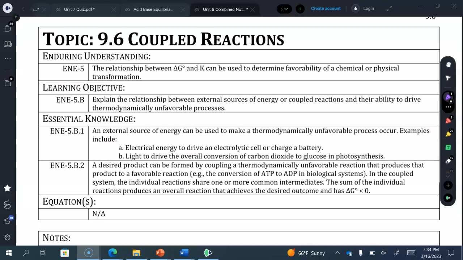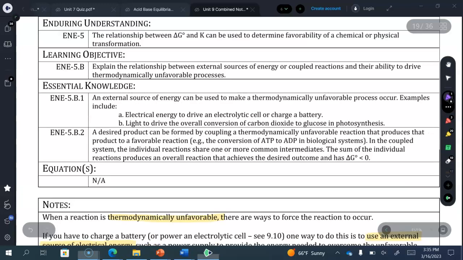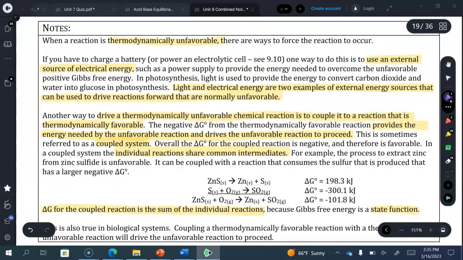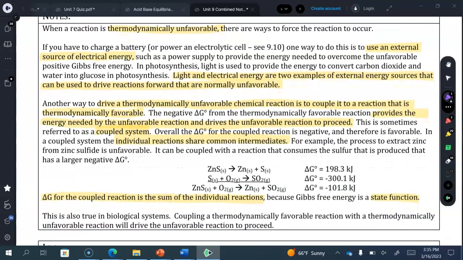Hello everyone, welcome to topic 9.6, coupled reactions. By the end of this, you should be able to explain the relationship between external sources of energy or coupled reactions and their ability to drive thermodynamically unfavorable processes. So when a reaction is thermodynamically unfavorable, there are ways to force the reaction to occur.